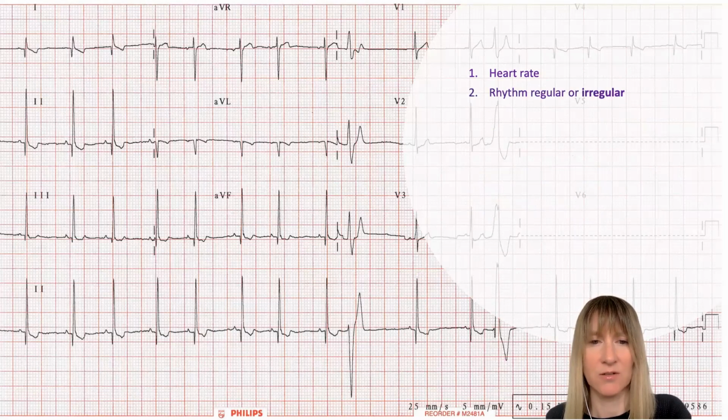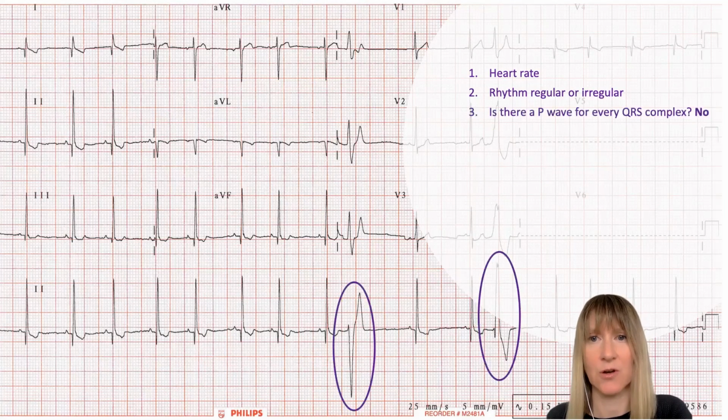Next, is the rhythm regular or irregular? I think we can appreciate that it's irregular, sometimes gradually so, and on a few occasions more abruptly so. Next question, is there a P for every QRS complex? My answer to that is no.